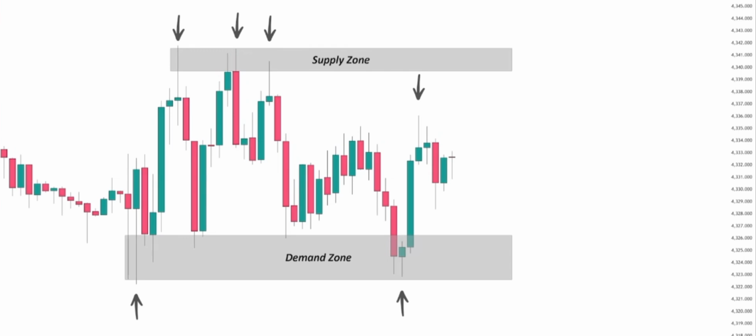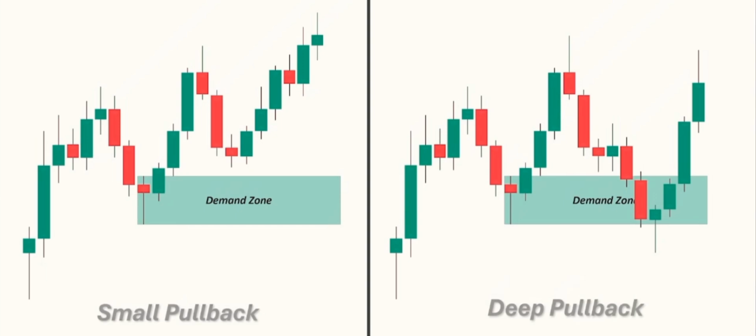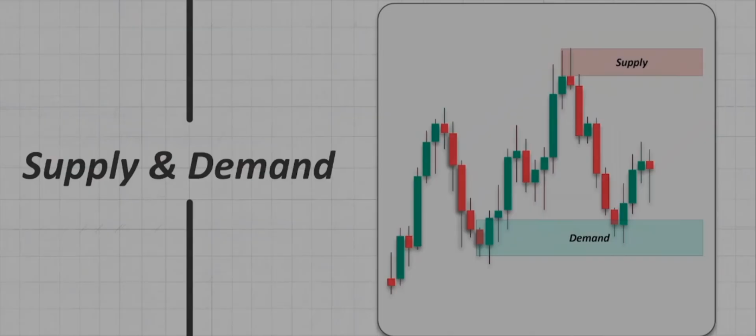With all that being said, here's a very important point. No matter how accurately you draw the supply and demand zone, getting rejected exactly from that zone is not guaranteed. Sometimes the market reverses before reaching the demand area, and other times it needs a deeper retracement.